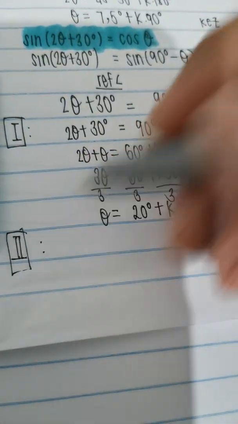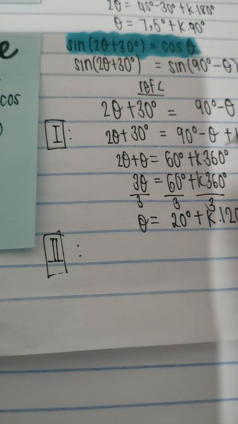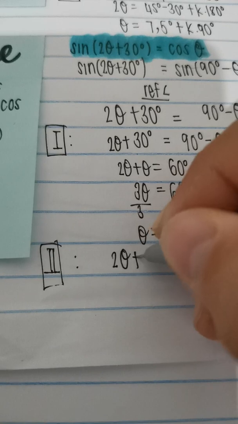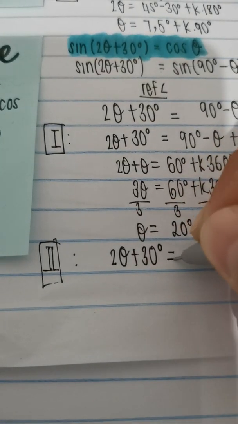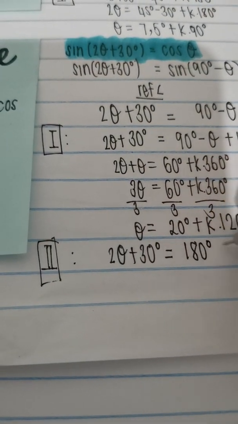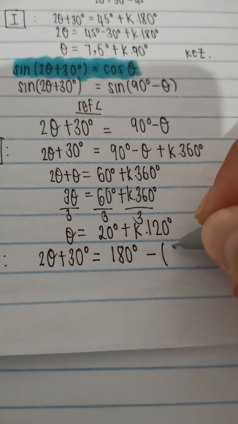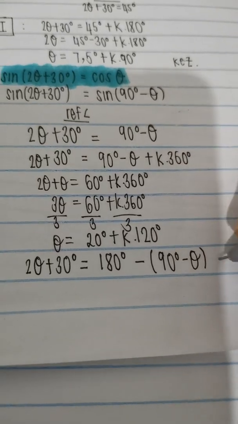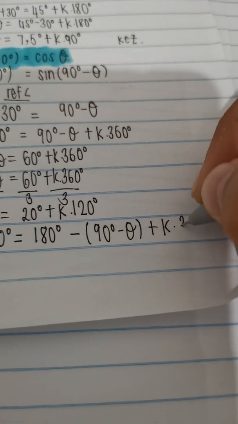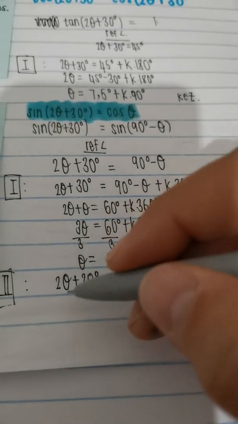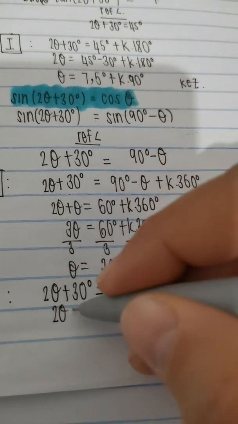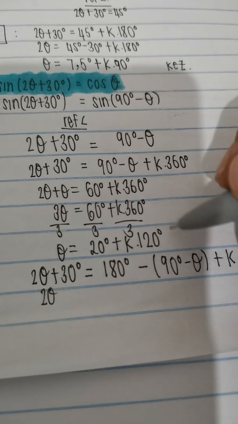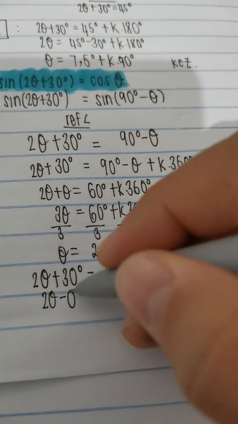In quadrant 2, we know that the reduction is 180 degrees minus theta. So on this side here, we're going to have 2 theta plus 30 degrees equals 180 degrees minus, open bracket, 90 degrees minus theta. Where did I get that from? From this part. Plus k times 360 degrees. We're going to simplify. This is 2 theta. This side here, we're going to have minus, and minus gives me a plus. But when I bring it over, it's just going to be minus theta.